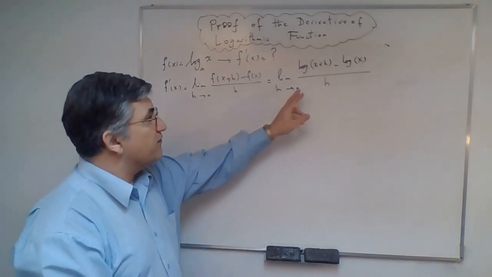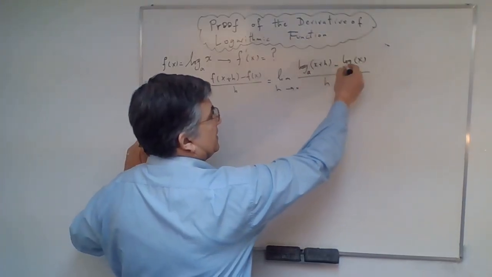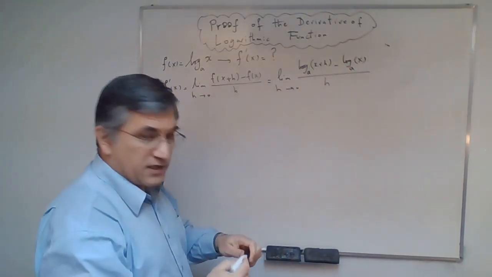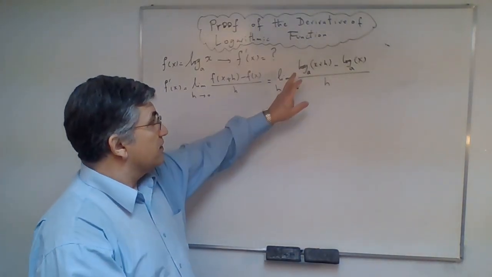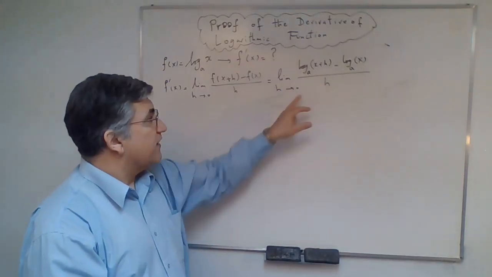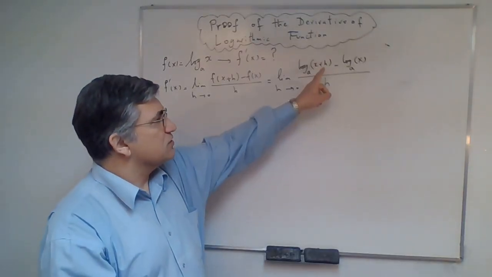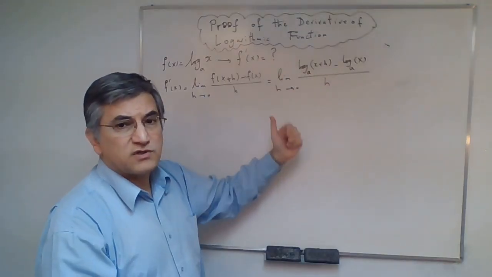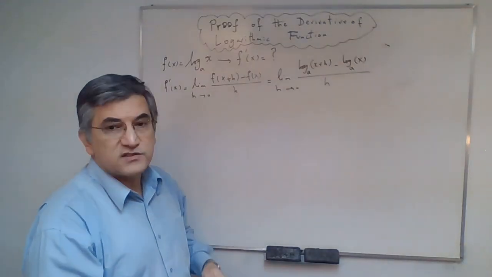This will be limit of log of x plus h, of course, to the base a. Base of the logarithm could be any positive number except 1. And log of x plus h minus log of x over h, we have to find this limit when h approaches 0. So clearly, if h approaches 0, the numerator approaches 0, the denominator approaches 0, this is indeterminate form. We have to find somehow to find this limit.